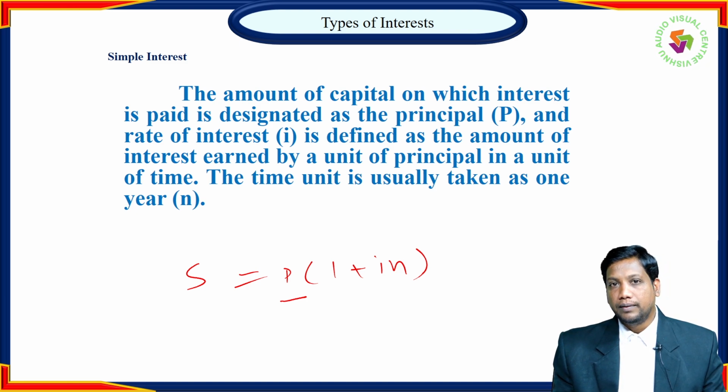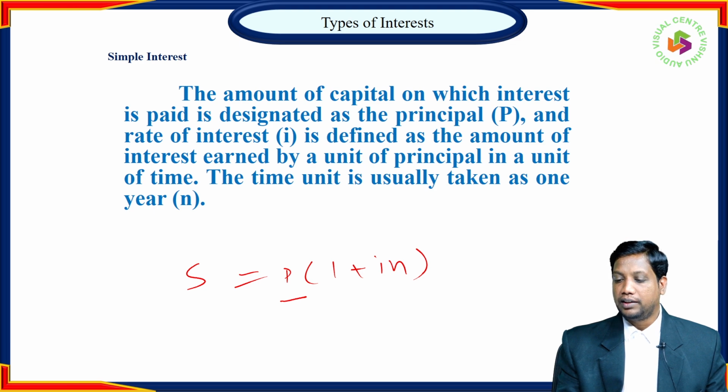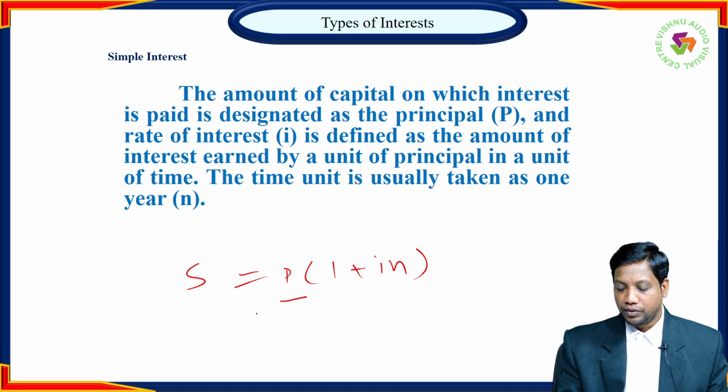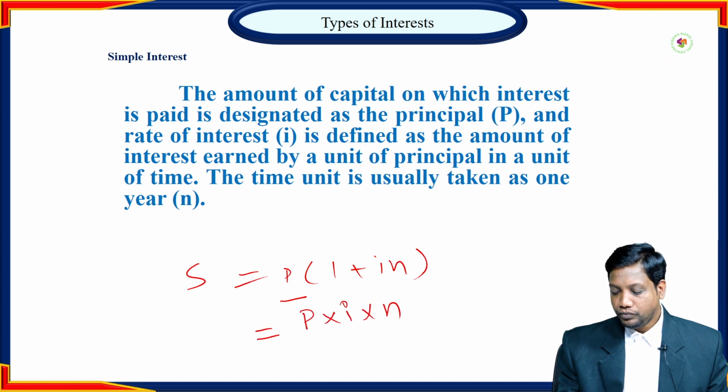Generally, how we calculate simple interest is, after a period of time, the interest amount accumulated is P into I into N. P is the principal amount, I is the interest rate, and N is the number of years.